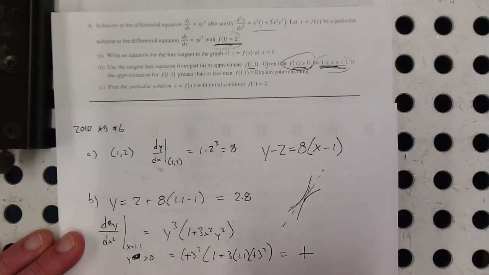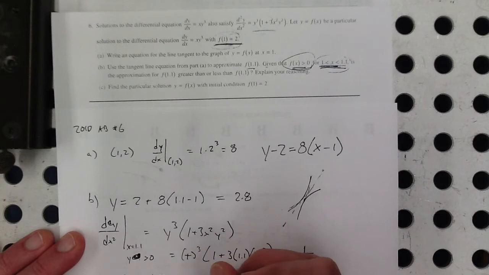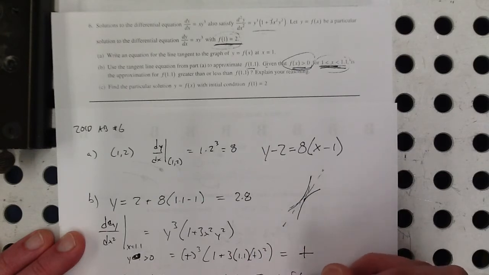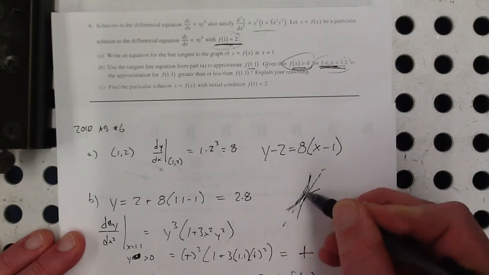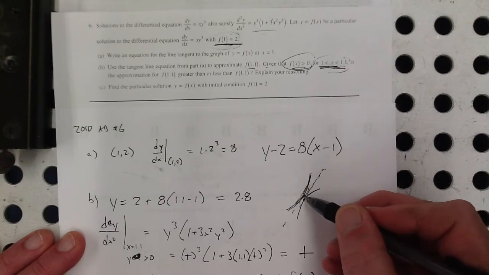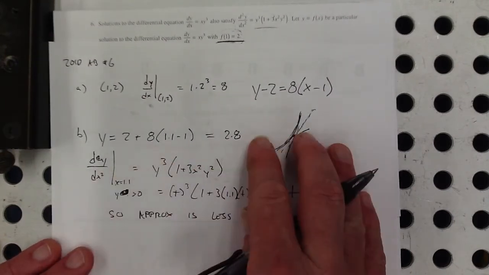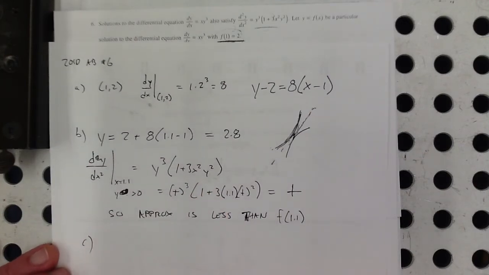So if this is concave up, that means the approximation is low. It's less than. My approximation, which is the tangent line, is below the actual f of 1.1 because it's concave up. So that game about is the approximation too high or too low? It's really a question about the sign of the second derivative. And they like to ask that question.